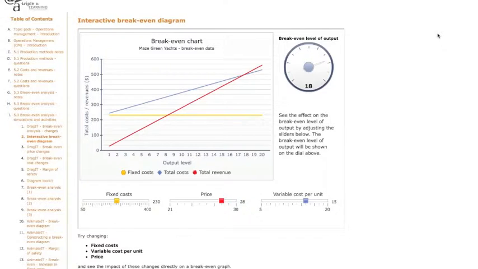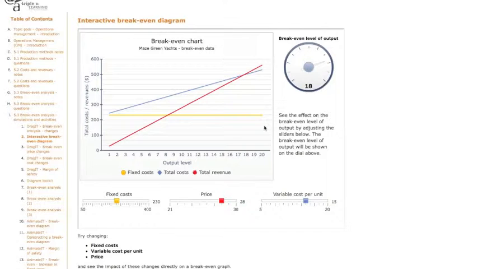So first we're going to be looking at an interactive break-even chart. And so we have three variables. We have our fixed costs, which is represented by the yellow horizontal line, and that line is horizontal, which means it's constant because fixed costs are constant. They do not change even though the sales fluctuate.